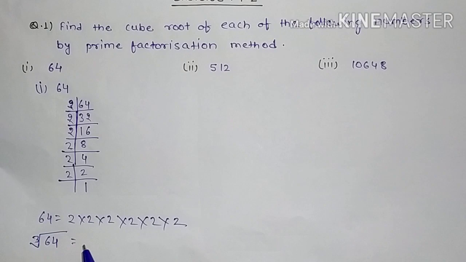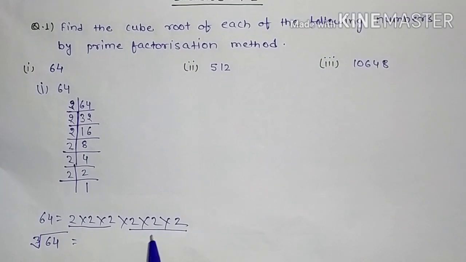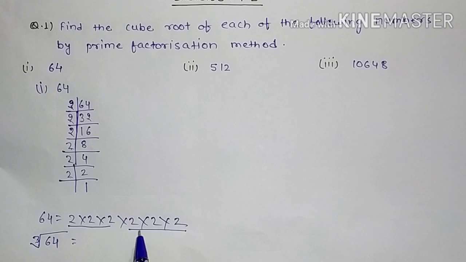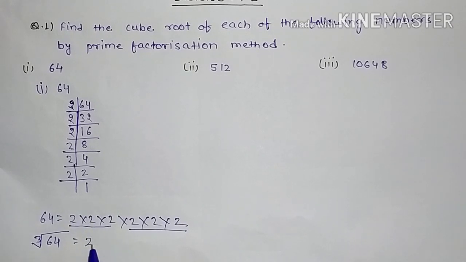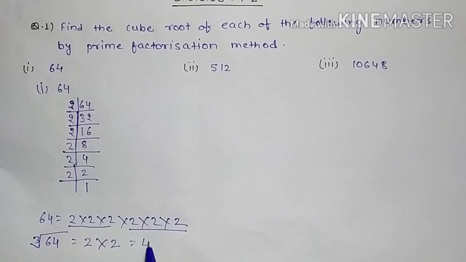So here we have to make triplets of these factors. In each triplet the same number appears 3 times. So this is the first triplet and this is the second triplet. Now we can take a number from each triplet. So take 2 from the first triplet. So write here 2 into, and from the second triplet we can take 2. So 2 2 is 4. 4 is the cube root of 64. It's very simple and 4 is the answer.